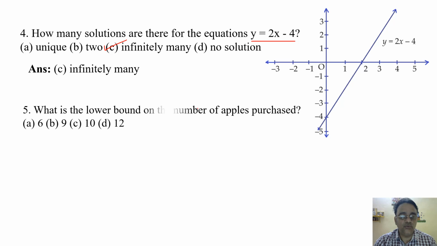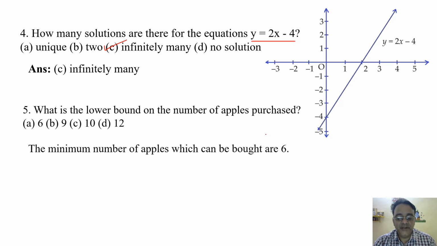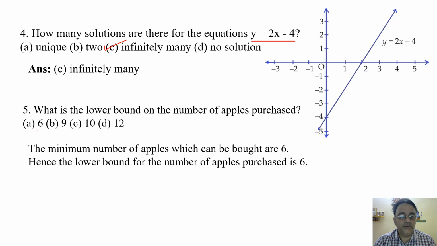Next, last question, what is the lower bound on the number of apples purchased? It is already given in the question, 6. 6 से वो कम खरीद नहीं सकती है, right? So minimum number of apples which can be bought is 6. So hence the lower bound for the number of apples purchased is 6 and the correct option is A, right?